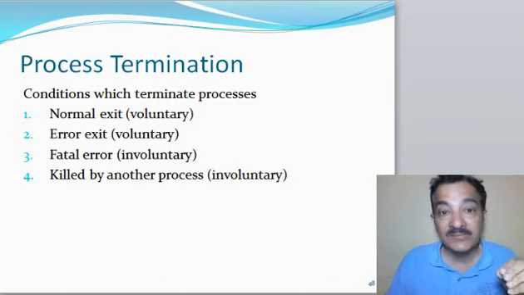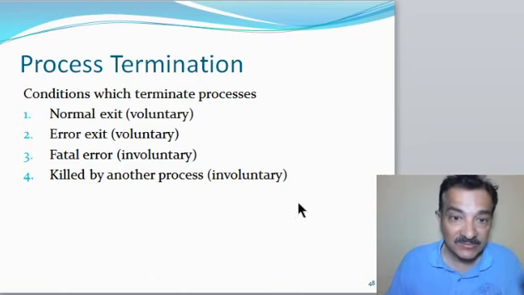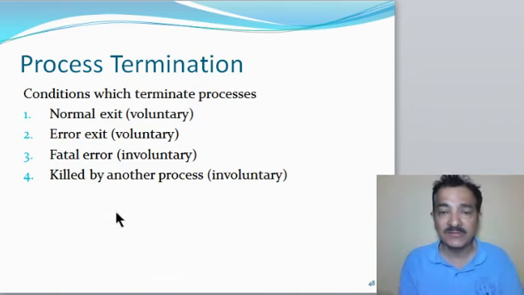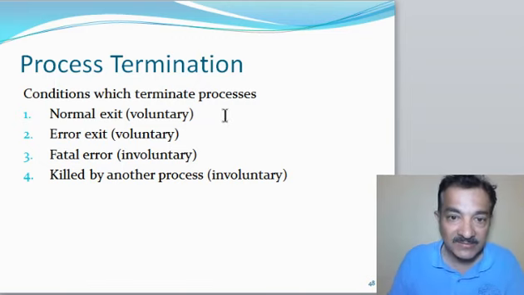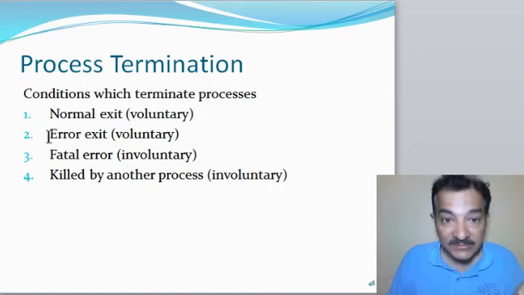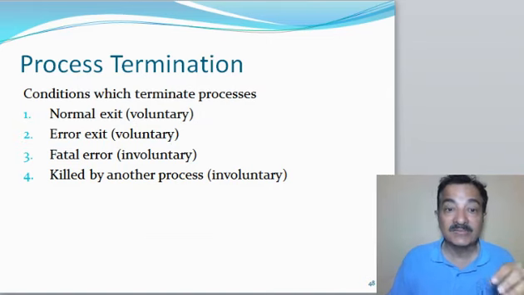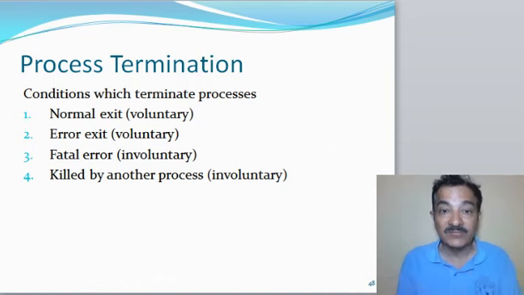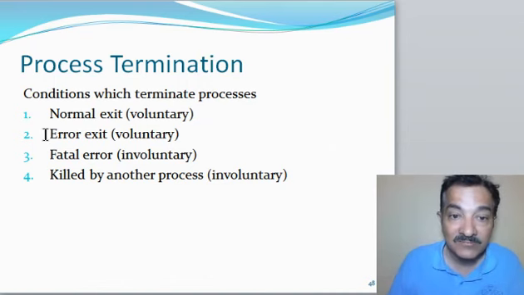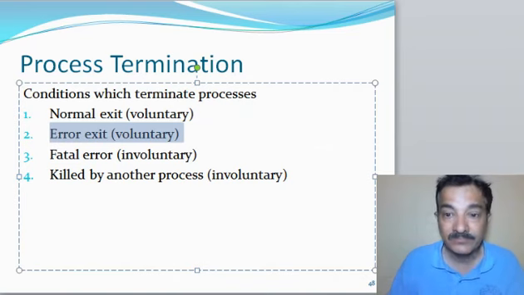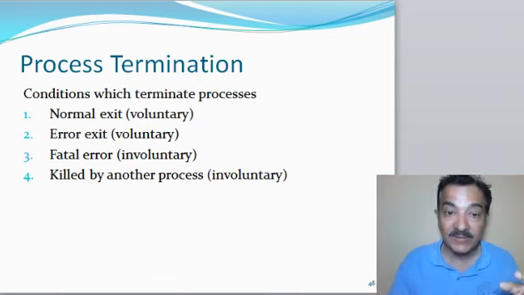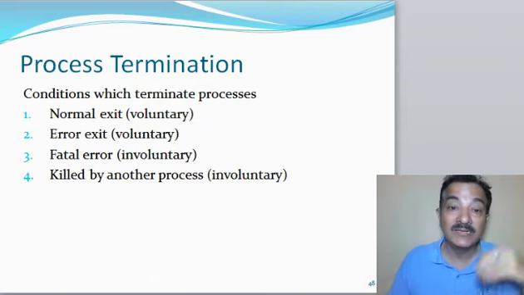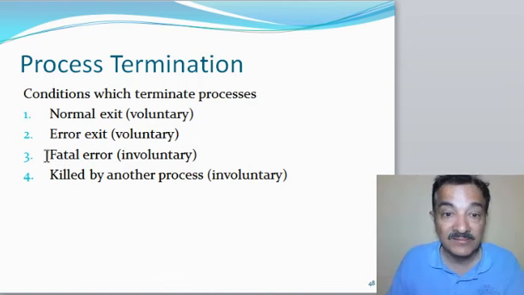Now, what are the reasons for process termination? Normally, if the process has completed its work and it is closing, it's a normal process exit. There could also be a case where the process has run into an error, and because of it you have terminated the program, which is an error exit. There is also a chance that there is an error in the program and the program has terminated itself. Then it's a fatal error.